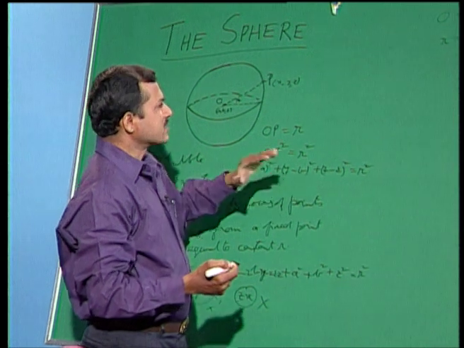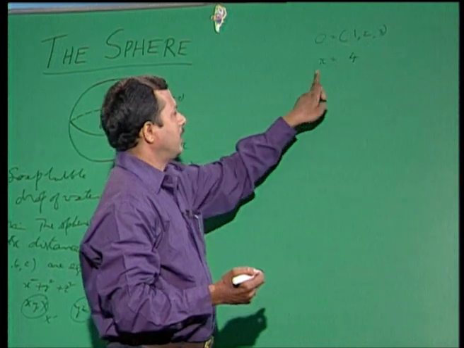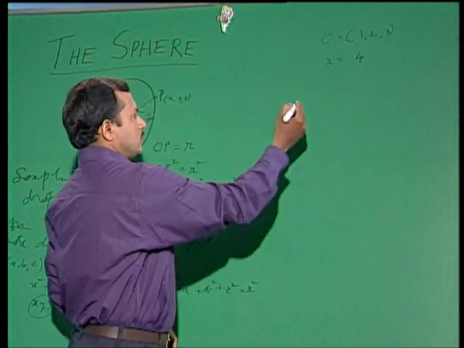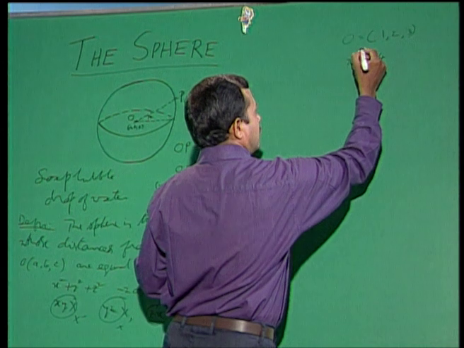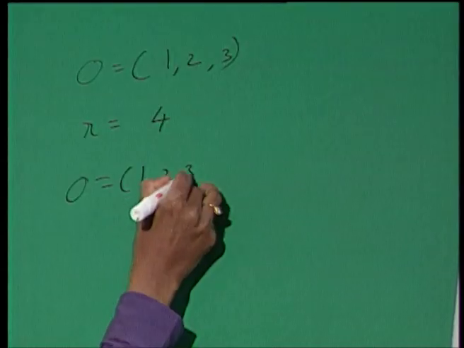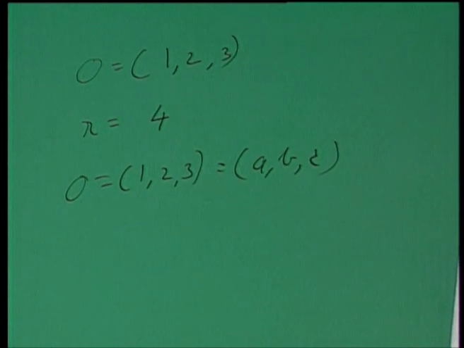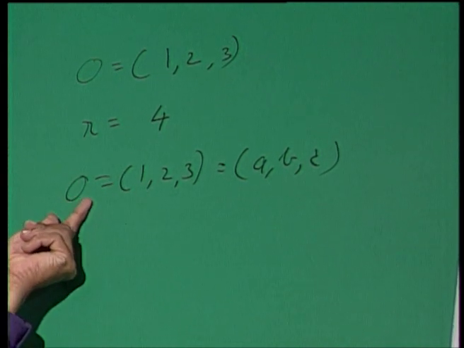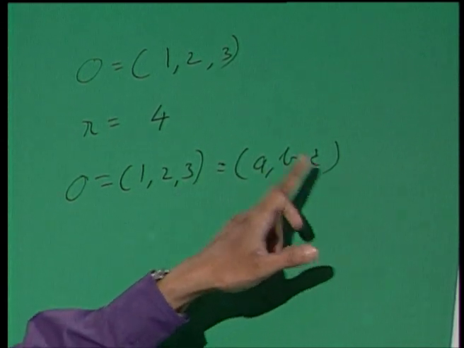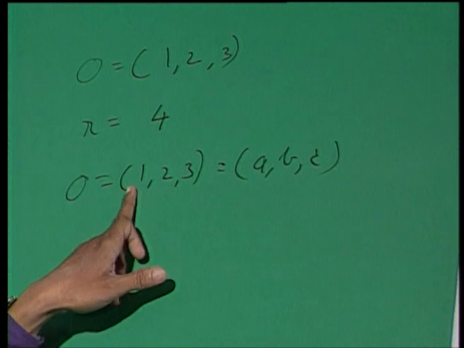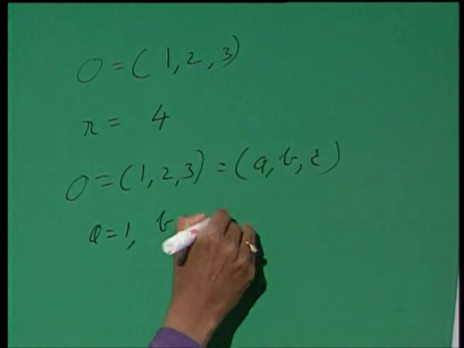Now let us write down the equation of the sphere having O as the fixed point (1, 2, 3) and radius as 4 units. So here in this equation we have to take (a, b, c) as O. So O is equal to (1, 2, 3), equal to the ordered triple (a, b, c), and r is 4 units. Two ordered triples are equal, therefore we have to equate the corresponding coordinates. a is equal to 1, b is equal to 2, c is equal to 3.